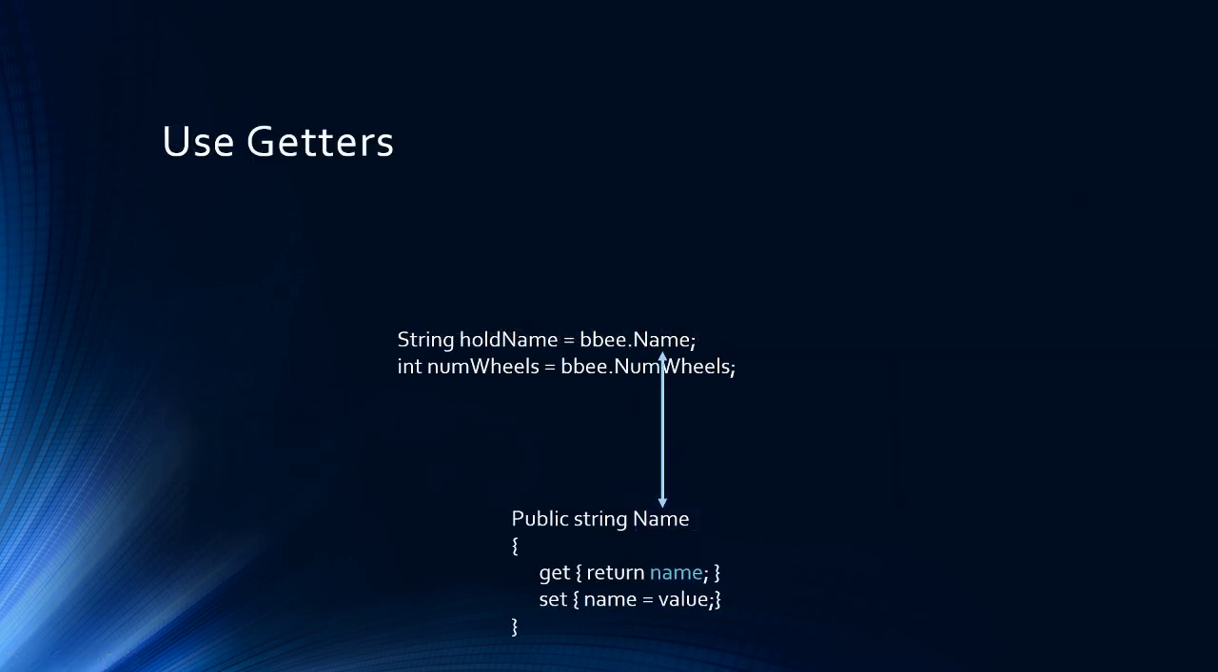If I want to use the getters, then I could say I'm going to declare a string, hold name, and I want to set that equal to BB's name property. That would call this name property and use the getter. So we would return whatever the name data field was from our class. I also could say that I wanted to declare an integer named numWheels and use it to get the property for the number of wheels. It would have the same type of getter and setter.